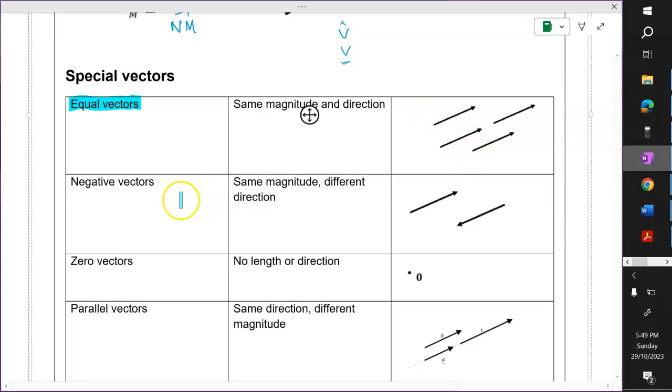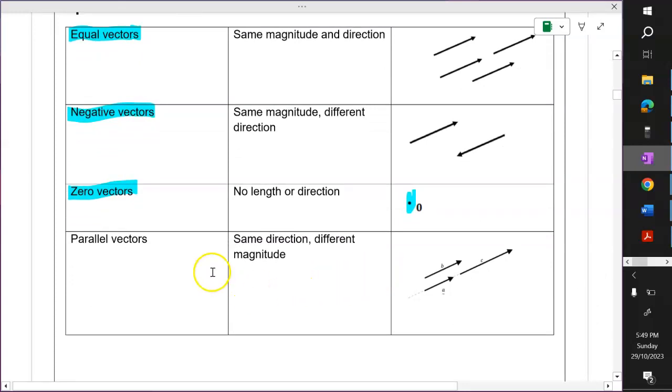We have negative vectors. Okay, so they're the same size vectors. You can see these two up here. The same angle, but they're headed in different directions. So this would be a positive. This one's going the other way. This would be a negative version of this vector, but we'll look at that soon as well. We can have zero vectors. They don't have any length, and they don't have any direction. So in this case, it's just a dot.